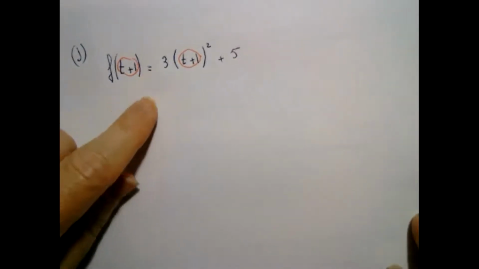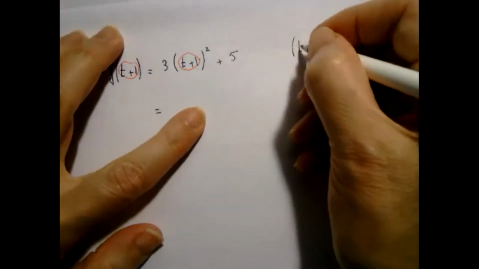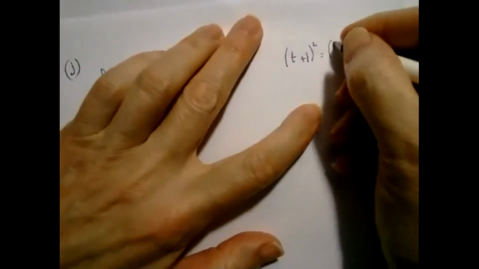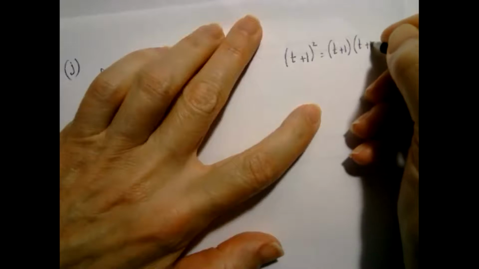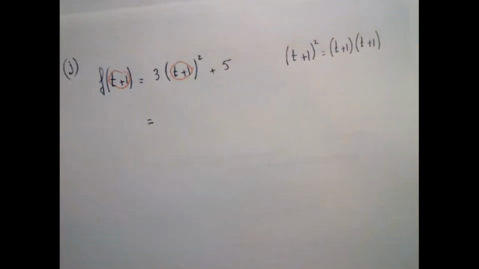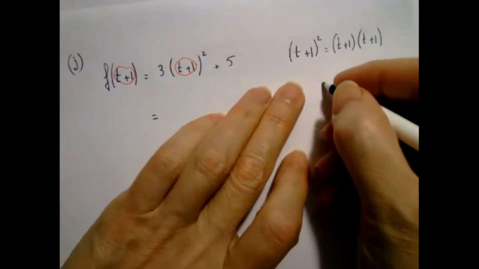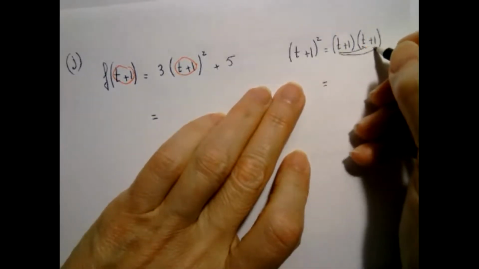Okay. What's t plus 1 squared? It's not t squared plus 1. You're right, it's t plus 1 twice. It's t plus 1 times t plus 1. I will mention that in a second. So it's t plus 1 multiplied by t plus 1. This is equal to what? It's not t squared plus 1.